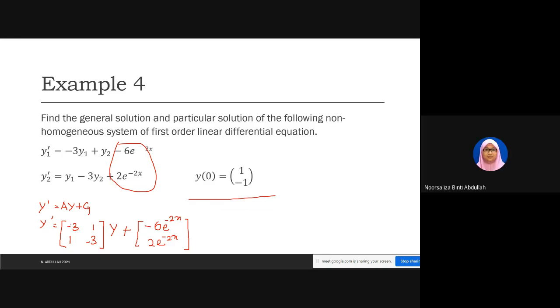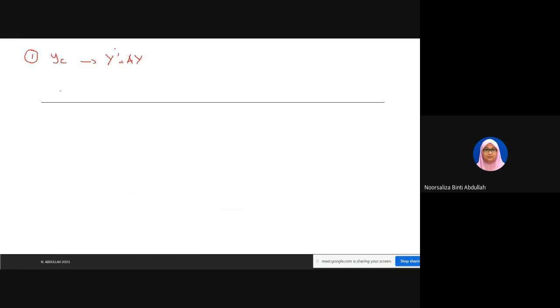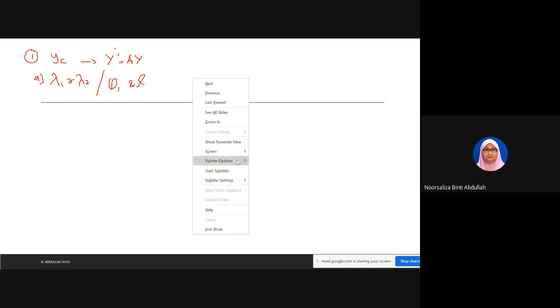Now that we know how to write this, we can find YC. How do we find YC first? For the homogeneous system, first, to get YC, you have to obtain the eigenvalues and eigenvectors. So step 1 is to identify the eigenvalues, lambda 1 and lambda 2, and then obtain the eigenvectors phi 1 and phi 2.